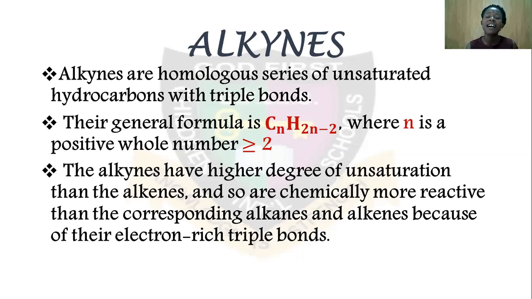Now, the alkynes have a high degree of unsaturation because of the triple bond. They have a higher degree of unsaturation than the alkenes, which have a double bond, and so they are chemically more reactive than the corresponding alkanes and alkenes because of their electron-rich triple bond. So their triple bonds are very rich. That's what makes them very, very reactive.